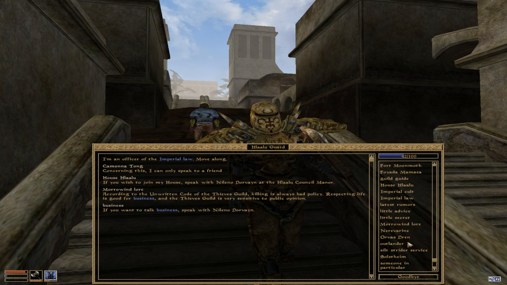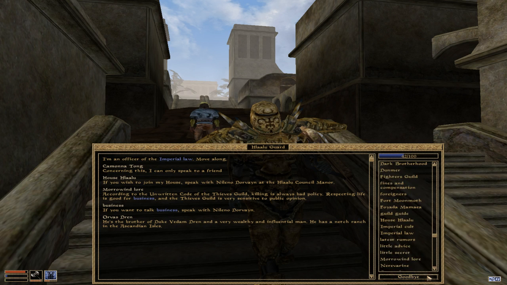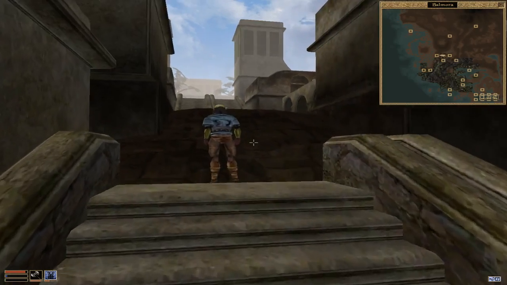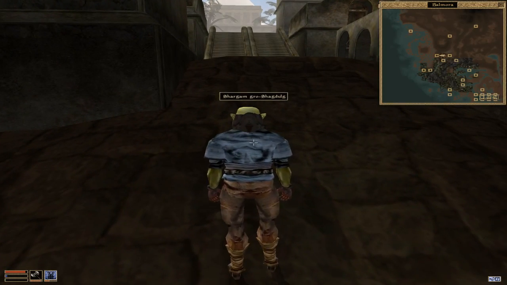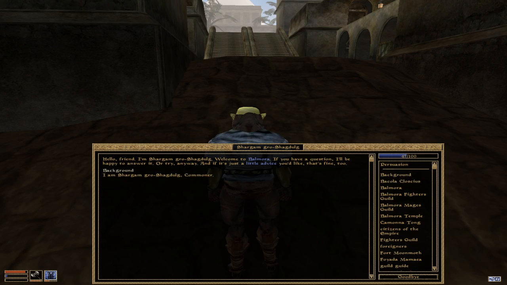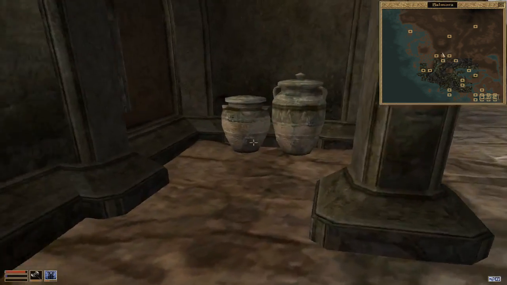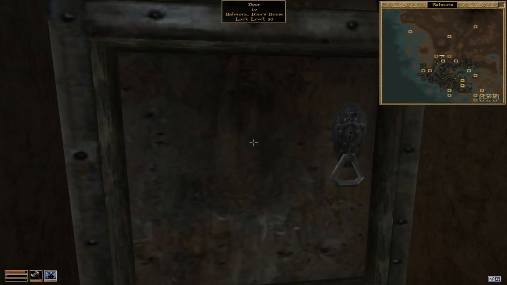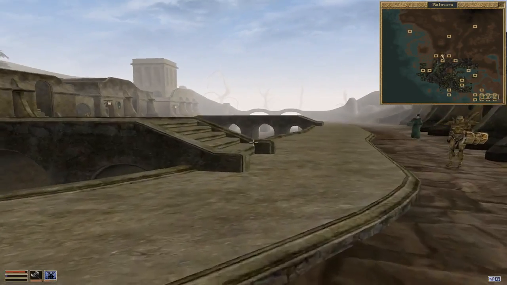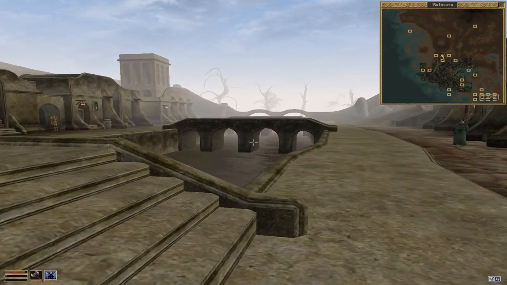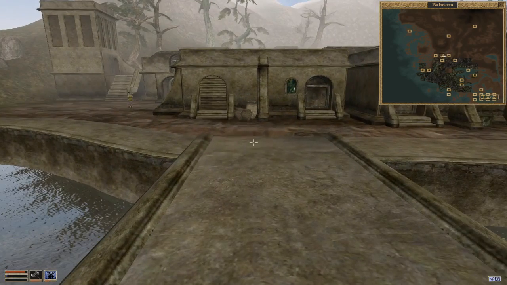Okay. Who is this Nileno Dorvian? He is the Hlalu Councilman. We heard this before. Okay, so let's close this. Just ignore them. Let's look at stuff in the houses. So what do we need?